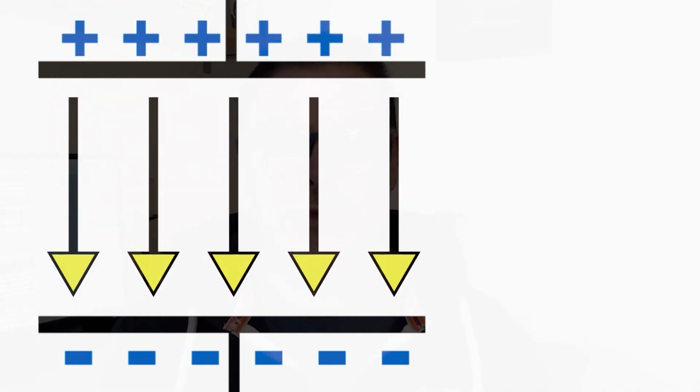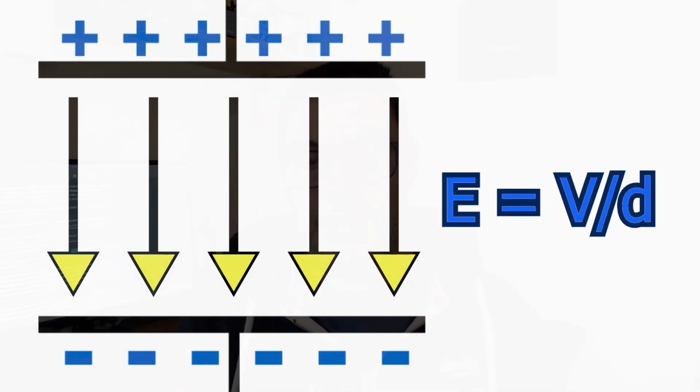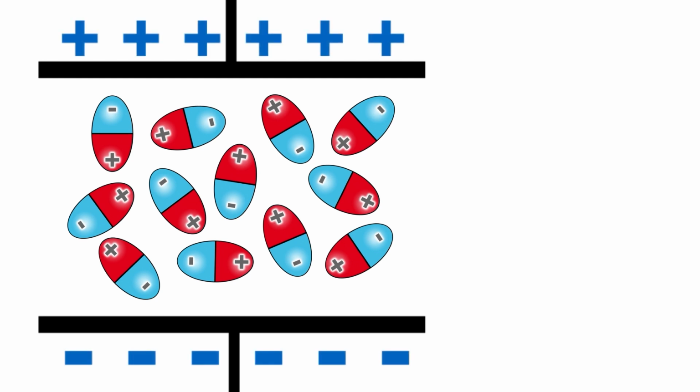Because our plates are charged, we now have an electric field running from positive to negative between the two plates. The size of this electric field strength E is given by the voltage on the plates divided by the distance between the plates. Let's imagine now that our capacitor is completely discharged and we're going to insert the dipole material between the plates. As we turn the switch, of course, the capacitor will charge up, meaning the electric field will be re-established between the plates.